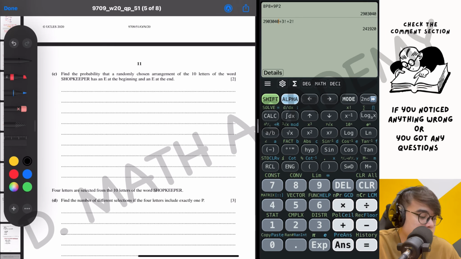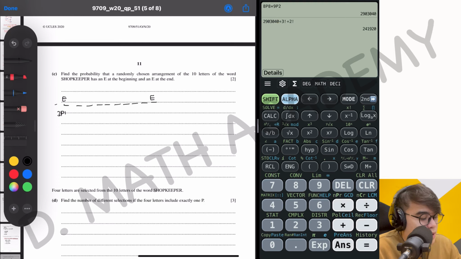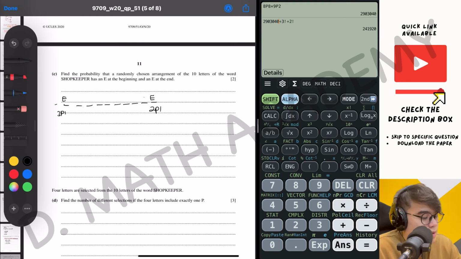Okay, moving on, we have question C. Find the probability that a chosen arrangement of the 10 letters of the word SHOPKEEPERS has E at the beginning and E at the end. So they wanted us to find the arrangement first. They wanted E here and E here, which means I have 3P1 and then 2P1. The rest would just be 8P8. So 3P1 times 8P8 times 2P1 divided by 3 factorial and 2 factorial.